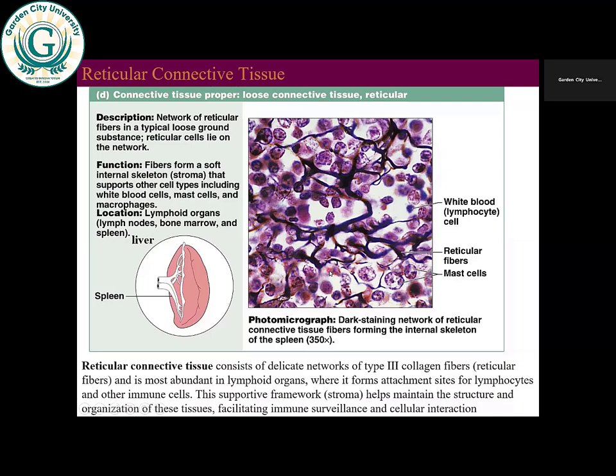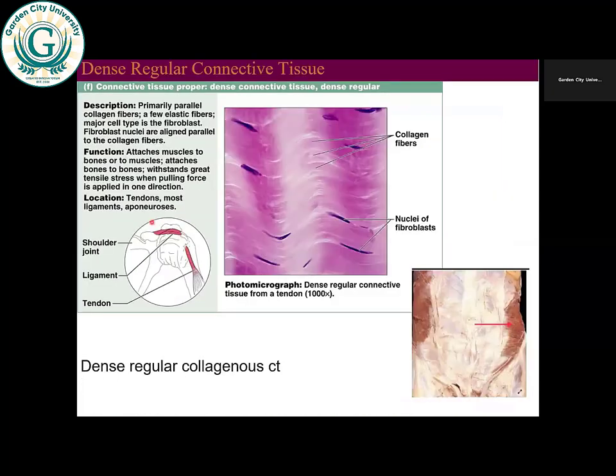You know, the spleen will filter what? Blood. So you have these ones. Then the lymph nodes will filter what? Lymph. So you have these fibers that look like a meshwork, helping play that role.